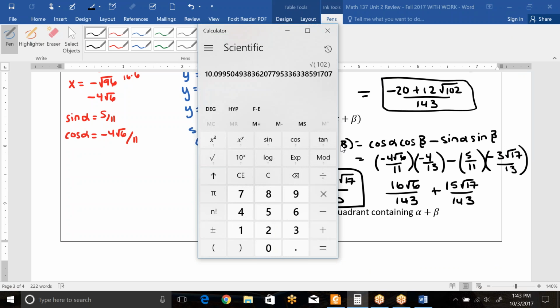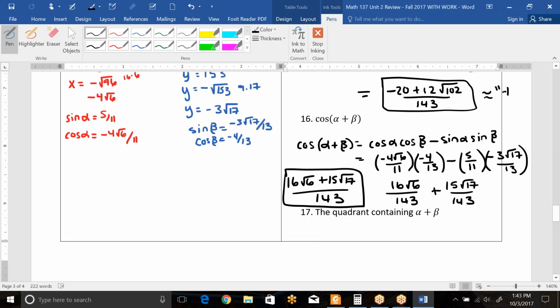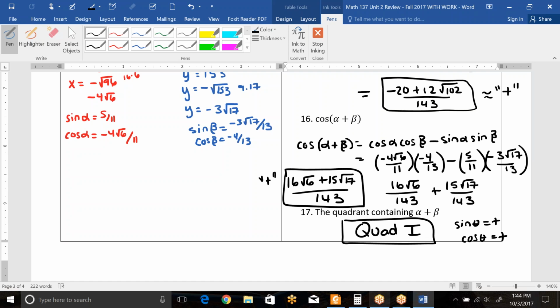So this is 102 square root times 12, and then we're subtracting 20 from that. So notice that's going to come out positive because we're going to divide it by 143. So this comes out positive when I worked it out on my calculator. This one will also come out positive since it's all pluses. So that means that we are in quad 1 because where are sine and cosine both positive? It's in quad 1. So that's how you figure that out. You look at the two answers, figure out decimal-wise whether or not they're positives or negatives, and that'll tell you enough information to find out the quadrant.